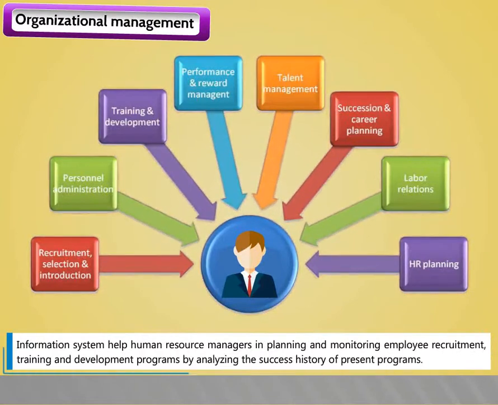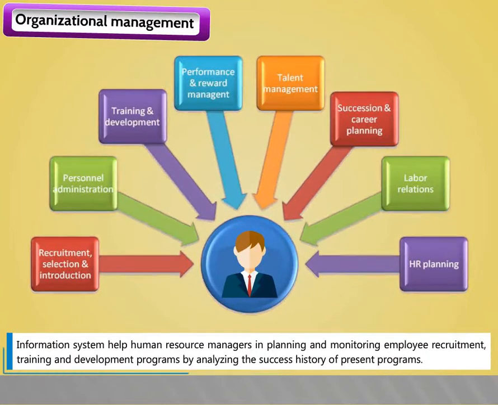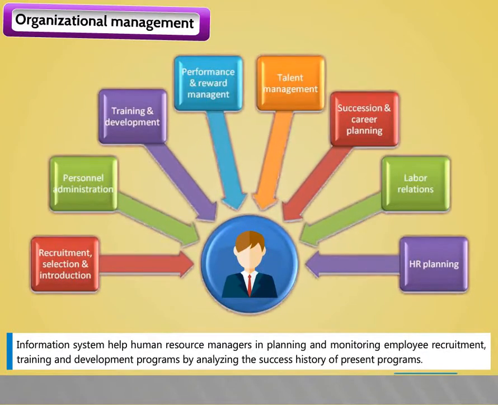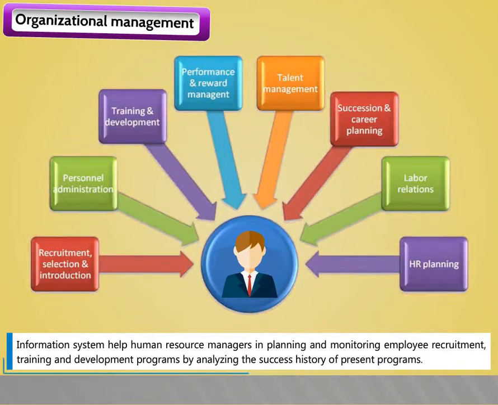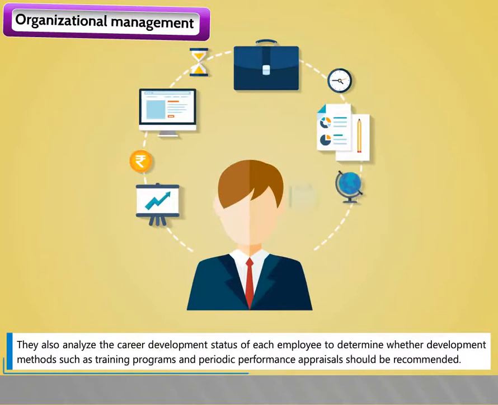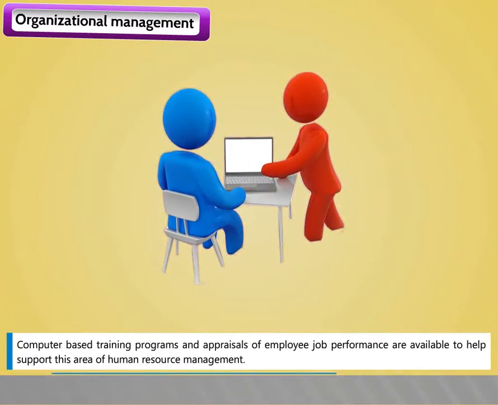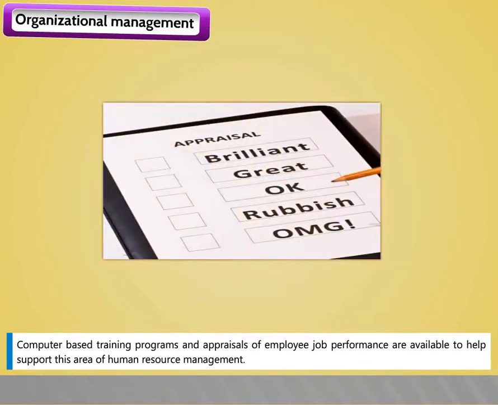Information systems help human resource managers in planning and monitoring employee recruitment, training and development programs by analyzing the success history of present programs. They also analyze the career development status of each employee to determine whether development methods such as training programs and periodic performance appraisals should be recommended. Computer-based training programs and appraisals of employee job performance are available to help support this area of human resource management.